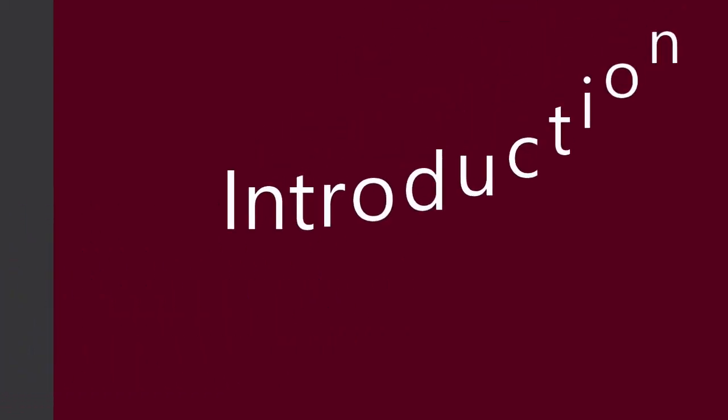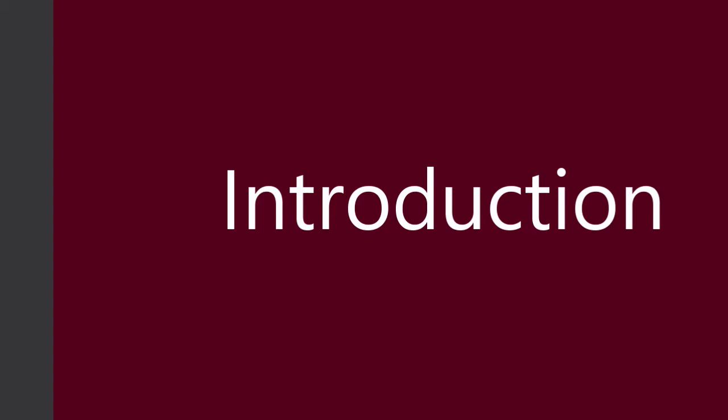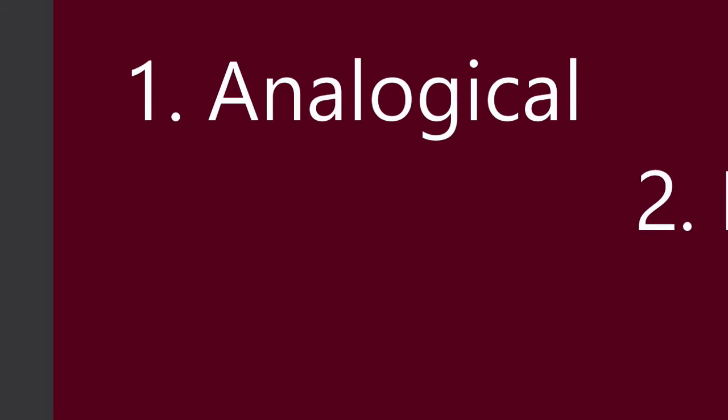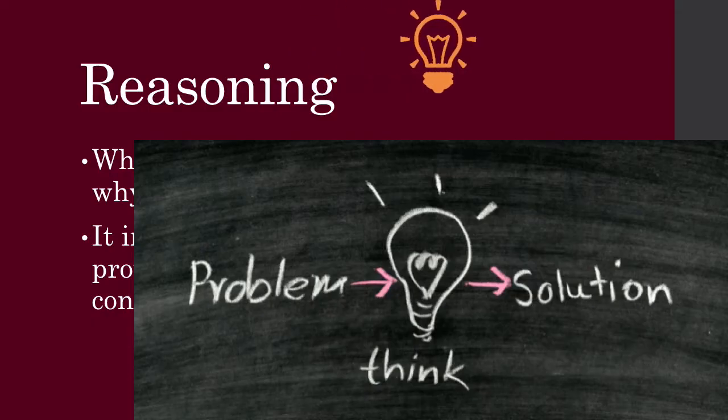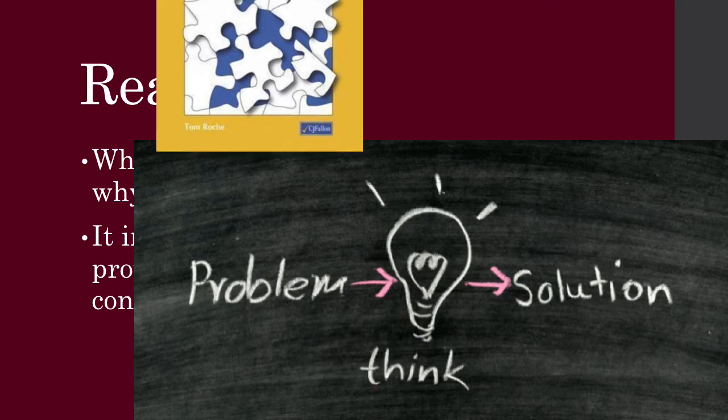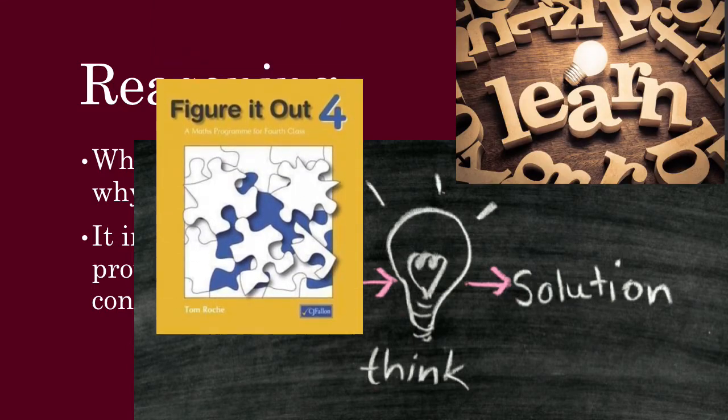For our purposes and in everyday life, there are basically three forms of reasoning: analogical, inductive, and deductive. These are the ways in which we use information to arrive at conclusions, find solutions, find answers, correct problems, acquire new knowledge, or just generally try to figure things out.